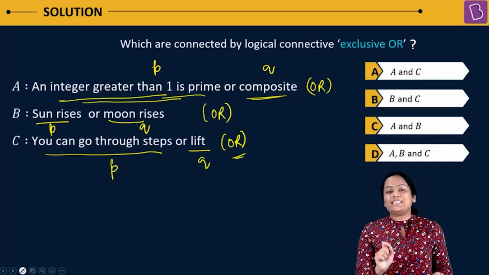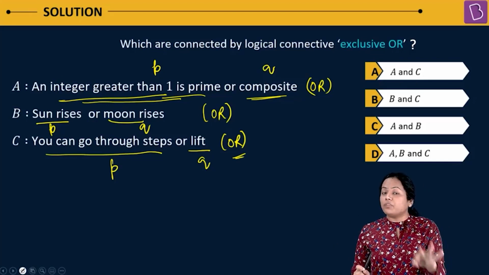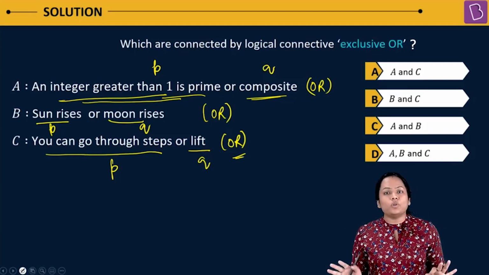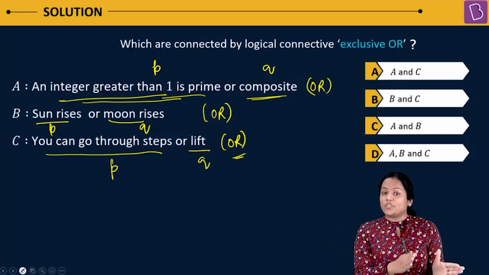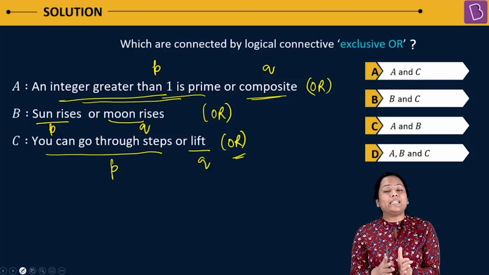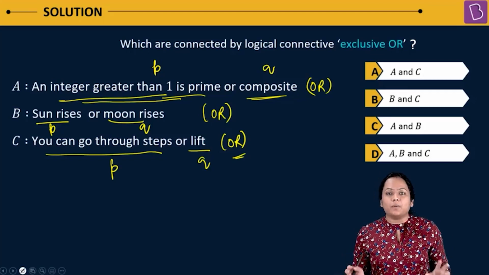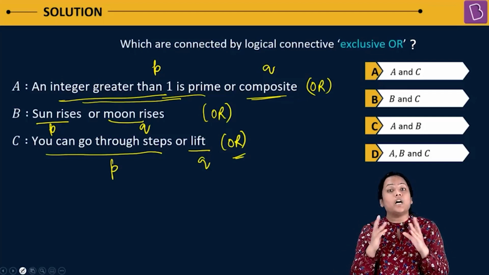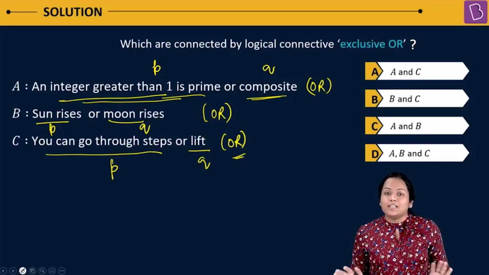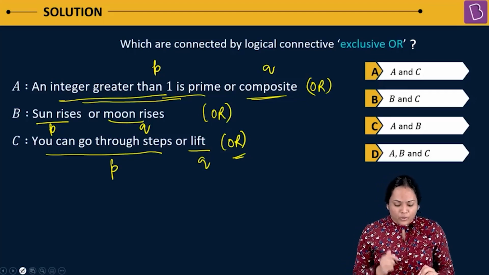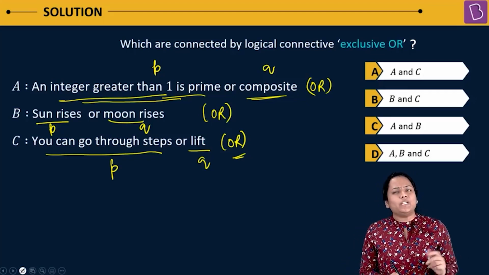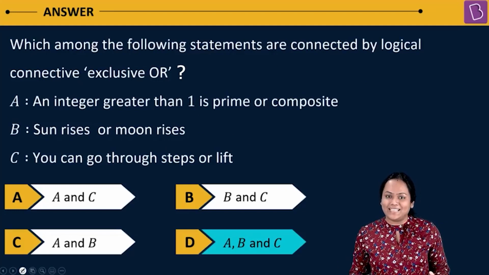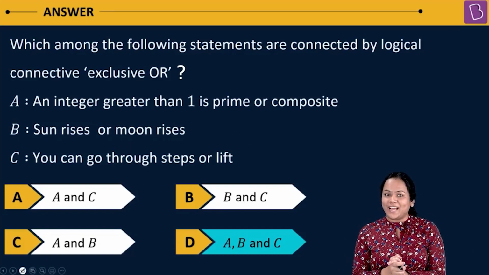So in all the three statements, A, B and C, what have we used? We have used exclusive or. And have you understood what we mean by exclusive or? Selection of one excludes the possibility of selection of another. Both of them cannot hold true simultaneously. Both of them cannot occur simultaneously. Clear? Perfect. So if we look at the options, we definitely know the answer is going to be option D, A, B and C. I hope you have understood, guys.